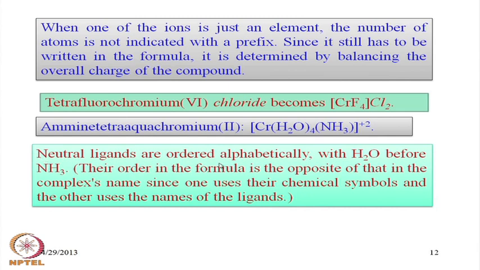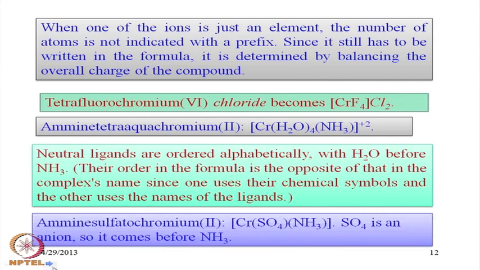So, when we have all neutral ligands, we alphabetically order them. So, with water before NH3, water will come first alphabetically, then ammonia will come, which is opposite to that in the complex name, since one uses the chemical symbol and another uses the name of the ligands. In one case we use the names, in another case we are using the corresponding symbols. So, we have the amine sulfatochromium 2, where sulfate is an anion, so it comes before NH3.